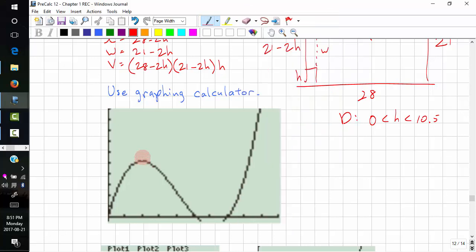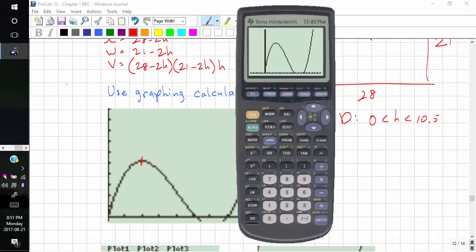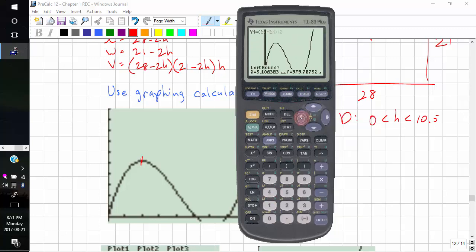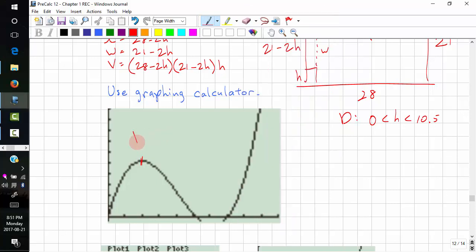Okay, to find the maximum, we just need to go second calc, 4 for maximum, and you need to be on the left side of the hill. So we're to the left of the maximum, and we need to be to the right of the maximum. That way we can find the answer. And we get h equals 3.96 centimeters.